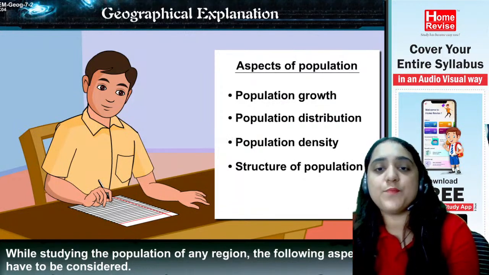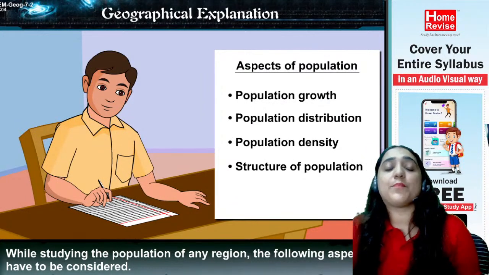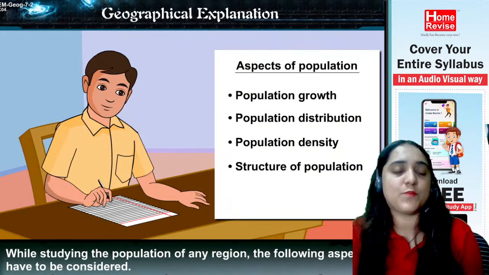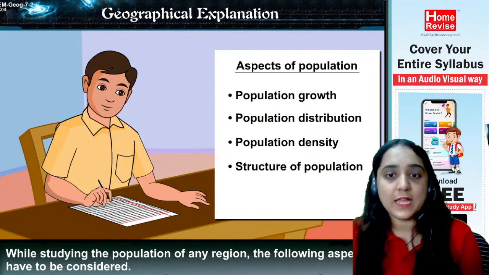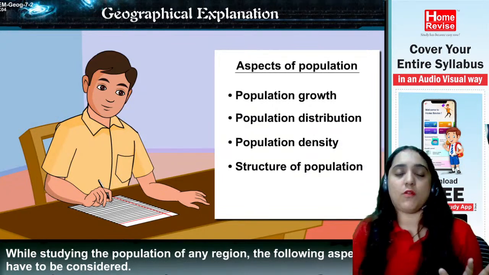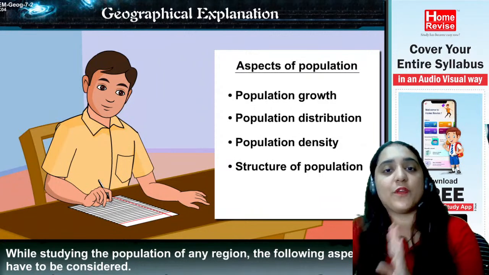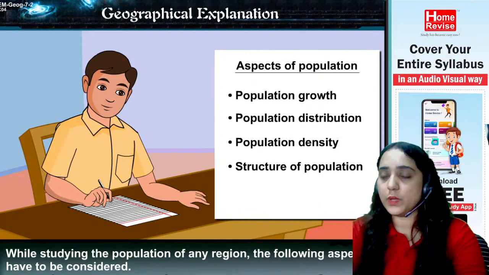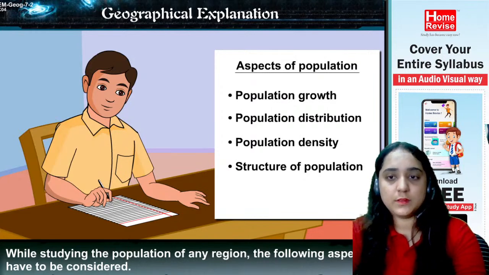Now next is population density. It depends upon the density, कितना डेंस है, it is highly dense और it is very less population, so it depends upon the density. And last is the structure of the population. So each and everything we will be doing in detail. Okay, so let's start.